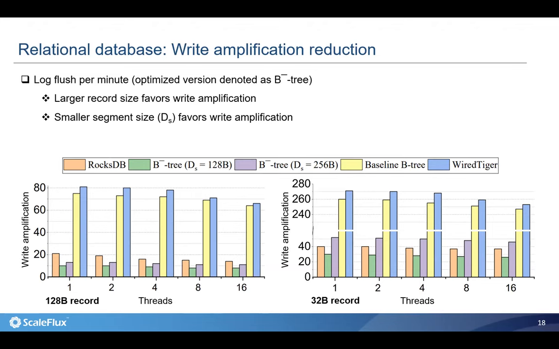But for our B minus tree, its write amplification is smaller than baseline B-tree WiredTiger and could also be smaller than RocksDB. This is contrary to our intuition, because more customers are using LSM-tree based RocksDB, believing that the LSM tree has better write amplification than B-tree. So our results show that this is not necessarily the case.